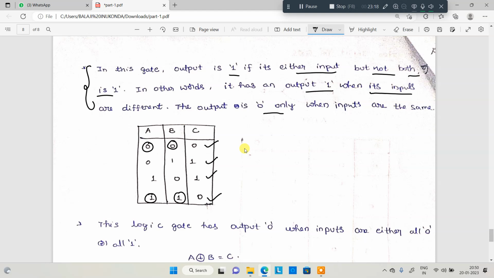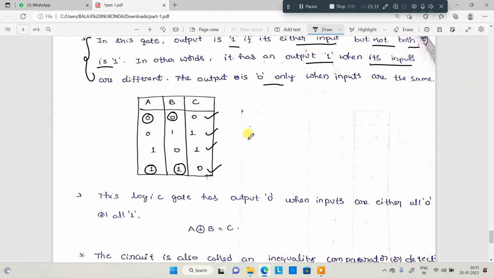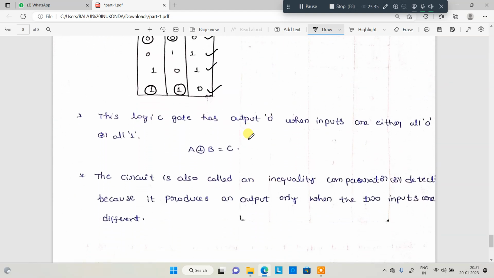Another way to say it: any one of the inputs is high, but not both. If both inputs are high, the output is 0. That is very, very important: but not both the inputs. So this logic gate's output is 0 when the inputs are either all 0 or all 1. Only then is the output 0. That is why A exclusive-OR B is equal to C.